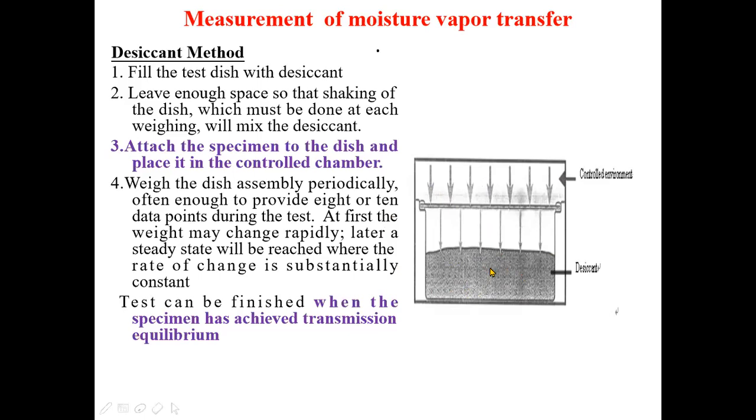As a result, what will happen? There is an increasing weight of the vessel, and this will give you the idea of the amount of water that passed through this fabric in the form of vapor. That means the amount of moisture vapor that passed through this fabric in a given time.